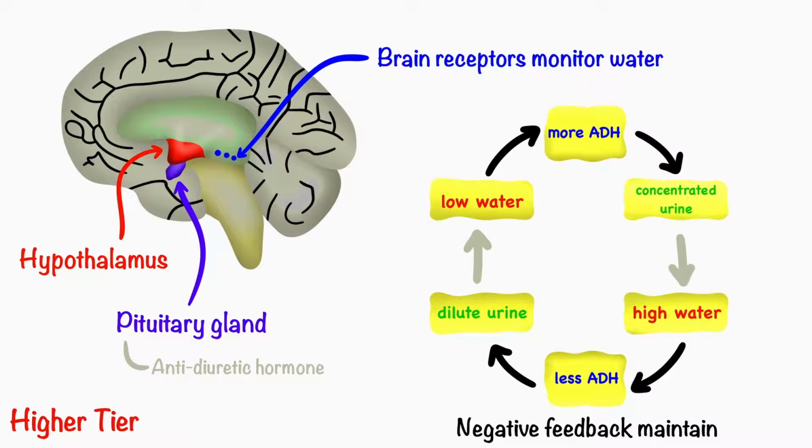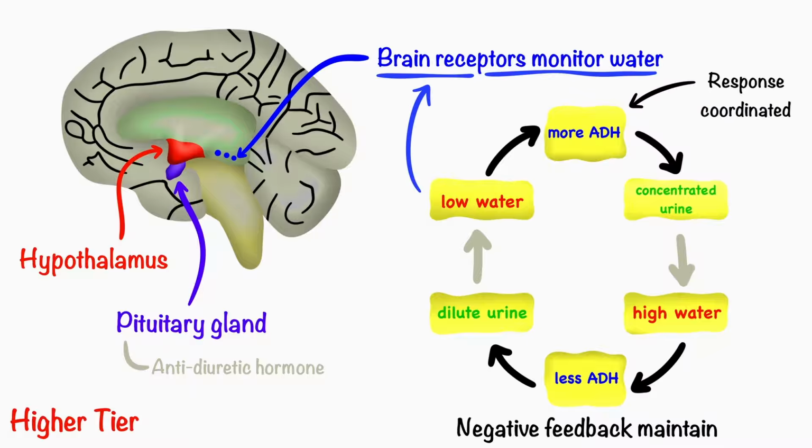When water content in the blood is too low, receptors in the brain detect this change. The coordination center in the brain receives this information and coordinates a response. The pituitary gland releases more ADH, so more water is reabsorbed from the kidney tubules back into the blood. This results in a smaller volume of more concentrated urine.